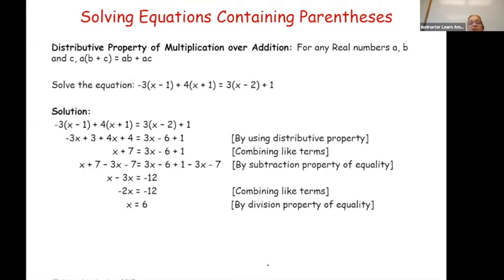Okay, now when equations contain parentheses, remember parentheses are used to show multiplication. And we have a distributive property of multiplication with respect to addition. So if we're going to use this property, we use it when we see that we have a multiplication with respect to an addition. And in solving the equation, we have to apply the distributive property first, because remember the multiplication is always going to take priority over the addition and subtraction.